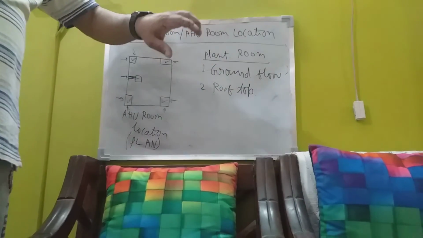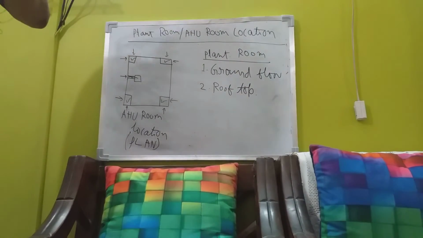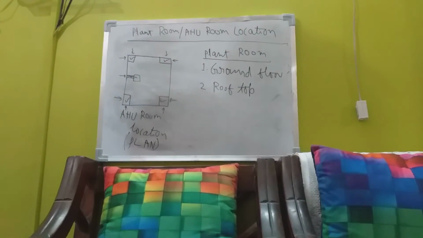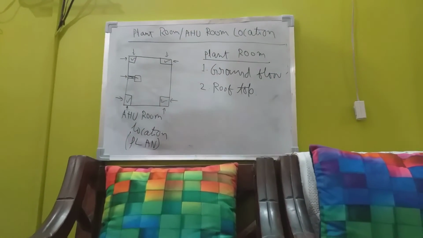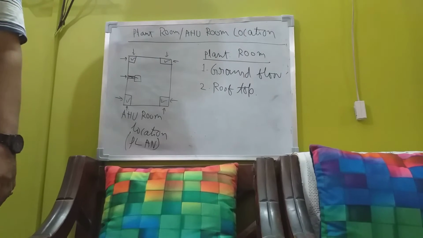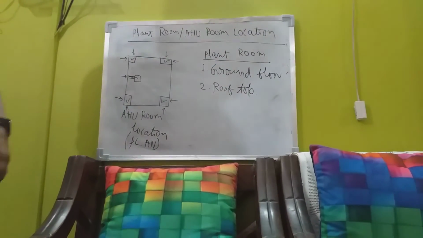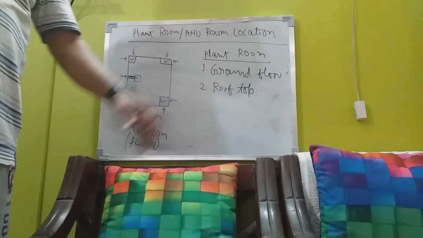Then comes the plant room. Where is the location of the plant room? The plant room is the place where the chilling machine, the chilled water pump and the condenser water pump are located. Other than that, the big chilled water pipes and the big condenser water pipes. Remember, at the plant room the size of the pipes is very big and you have to accommodate that within the plant room. So generally, the plant room is fixed at the ground floor.